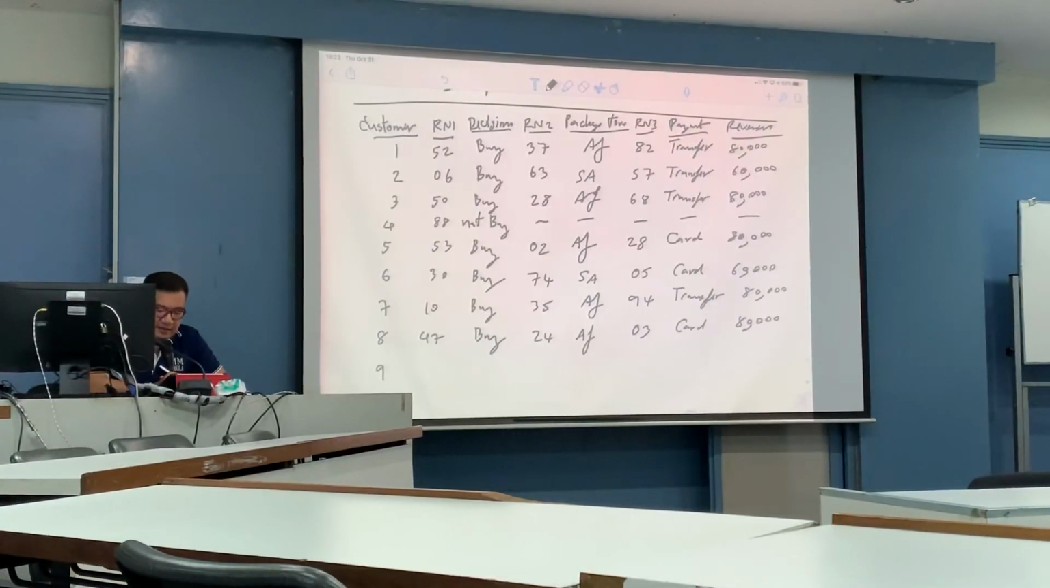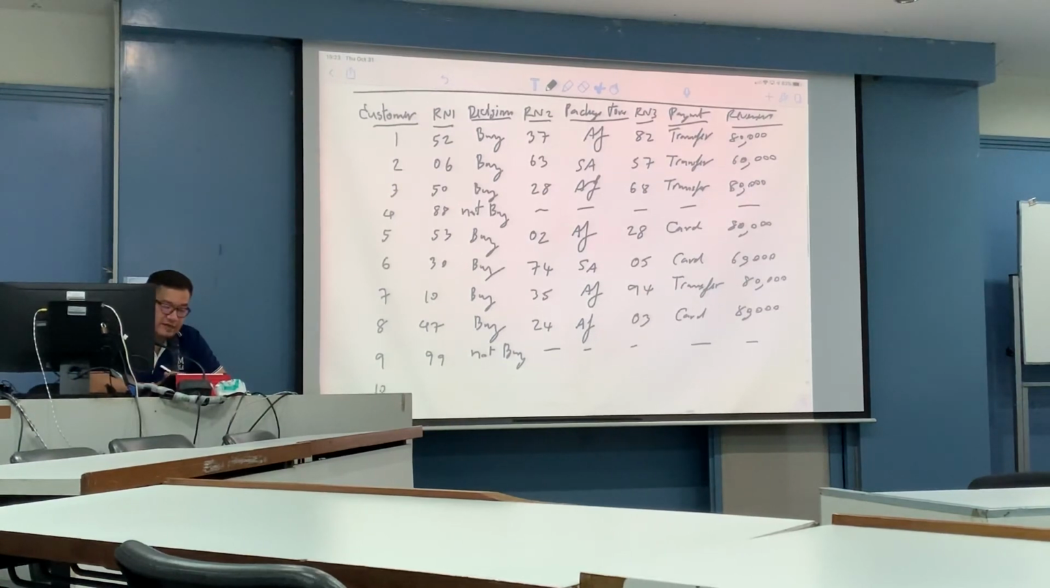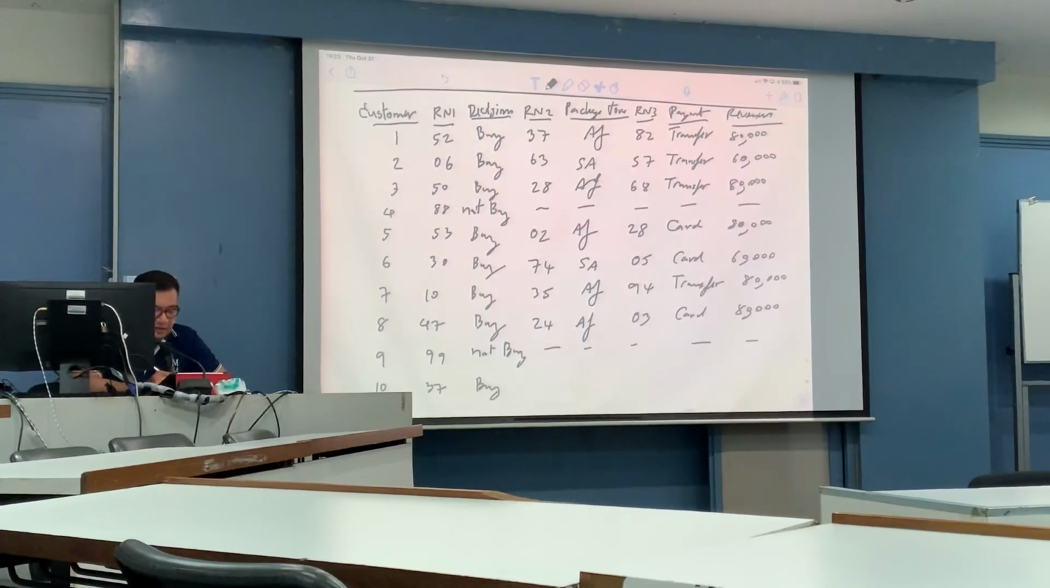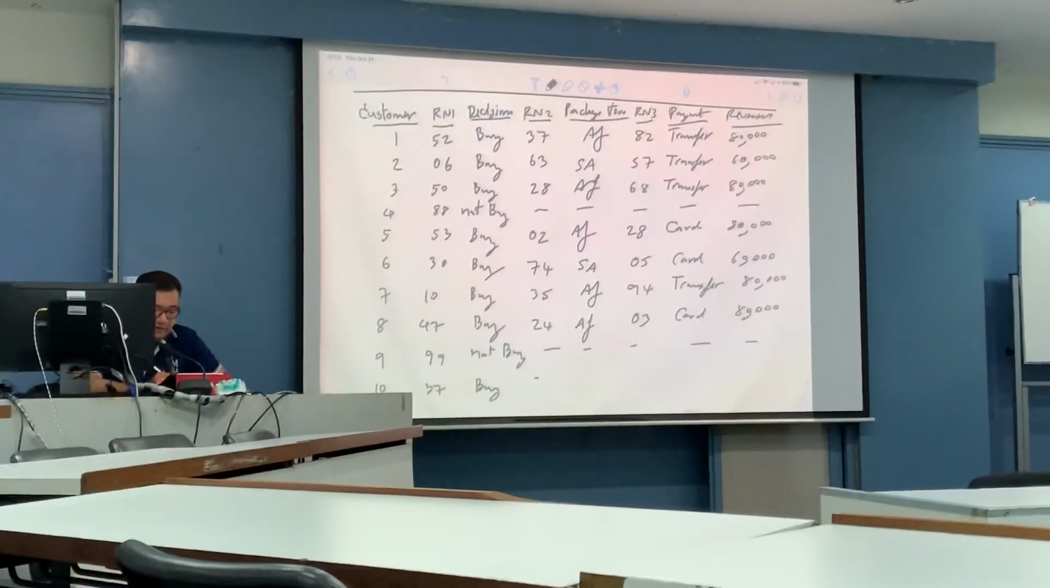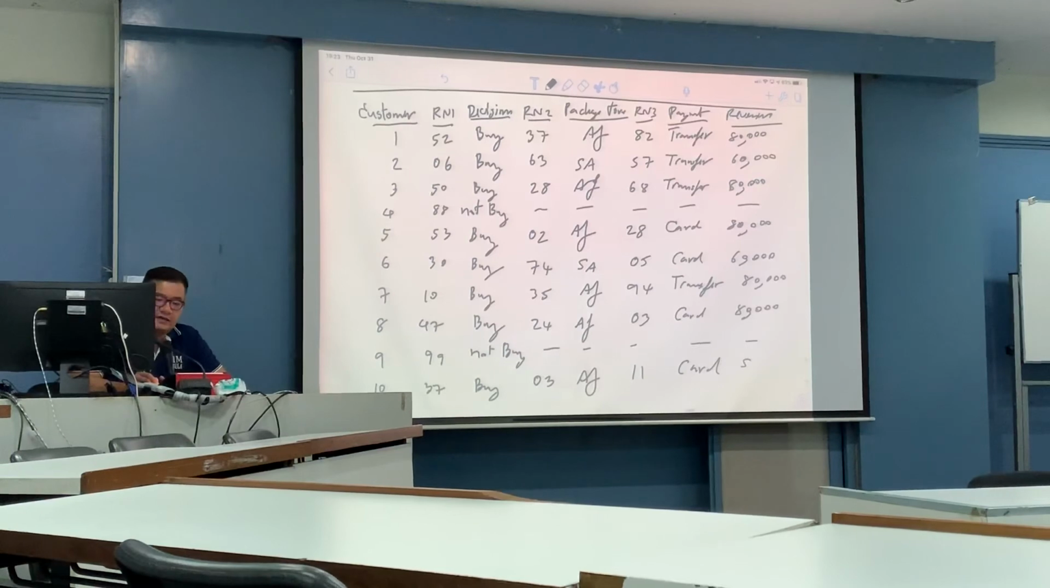Customer number 9 is 99, right? 99 does not buy. So we don't have to separate here. Number 10 is 37, which buys. So the next number you need to use is the number right next to 24, which is 03. 03 is Africa, and this one is 11. You pay by card, you have another 80,000.